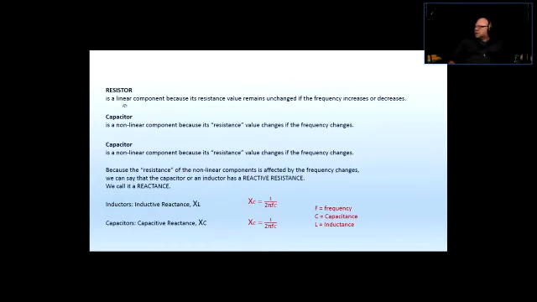The resistor, just to kind of put a stamp on that knowledge that we just got. The resistor is a linear component because its resistance value remains unchanged if the frequency increases or decreases. A capacitor is a nonlinear device because its resistance value changes if the frequency changes. And here, there's a mistake I keep catching every year. An inductor is a nonlinear device because its resistance value changes as the frequency changes, right?